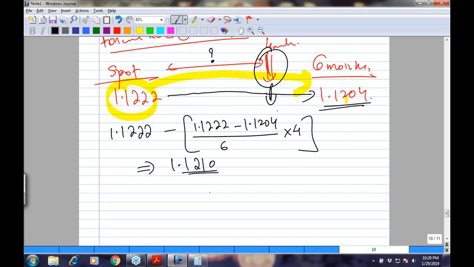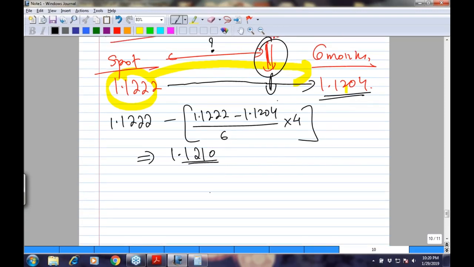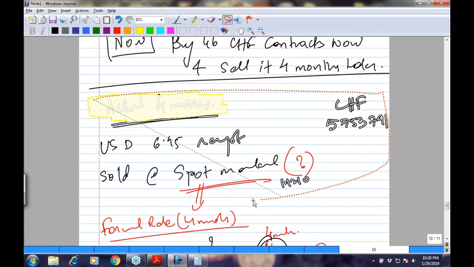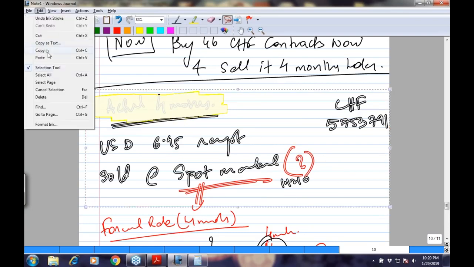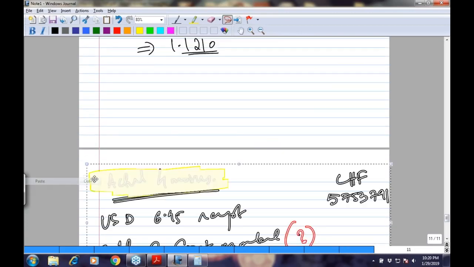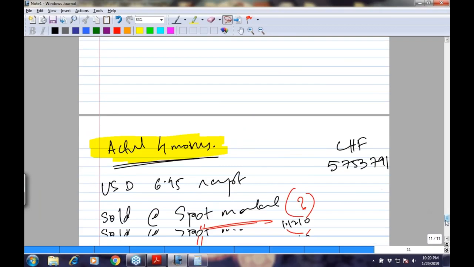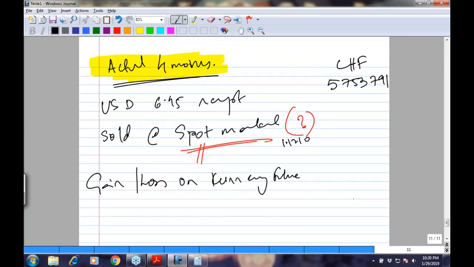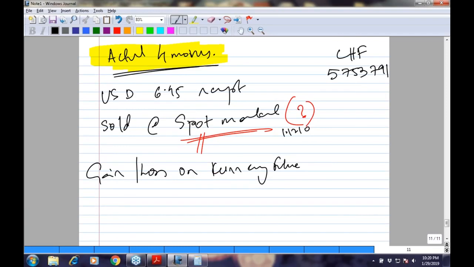Is it okay now? Okay, thank you. So what have we got? We have got this actual receipt in 4 months time at the spot market. Okay, now what is gonna happen? We need to calculate the gain or loss on the currency future contract. So if you are going to calculate the gain or loss on the currency future contract, how exactly are we going to calculate? Let's just try to understand.